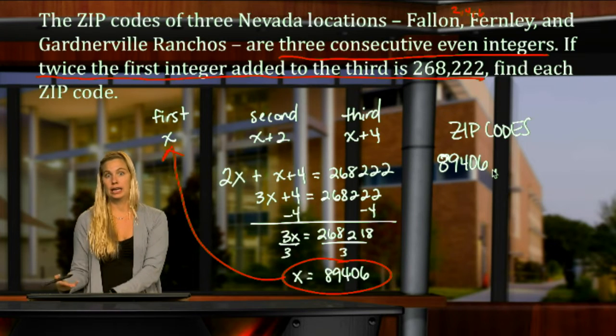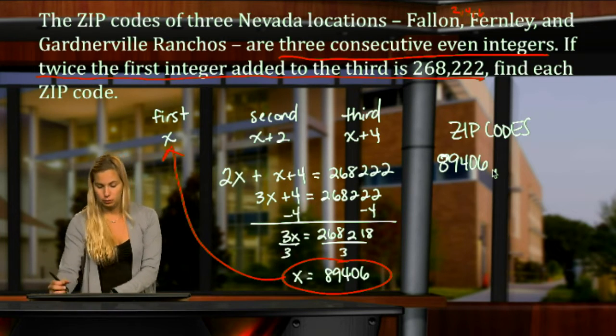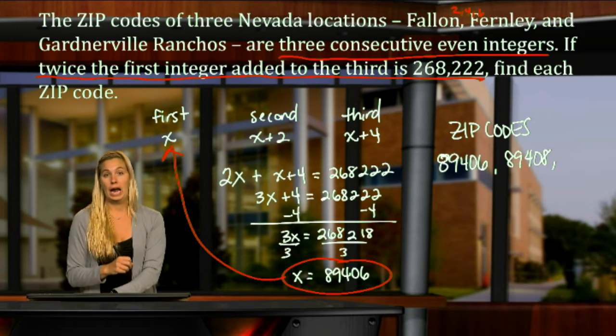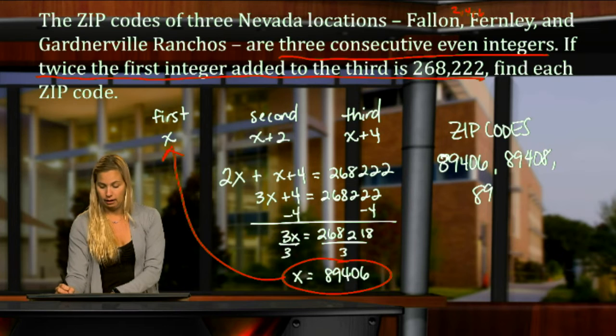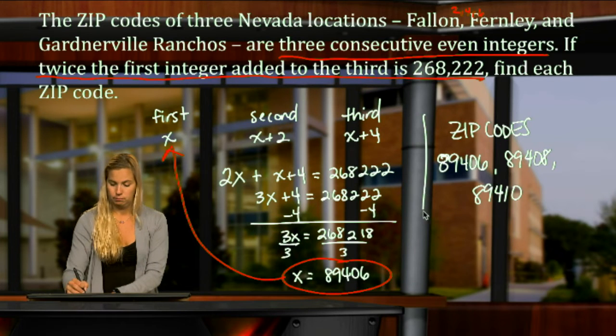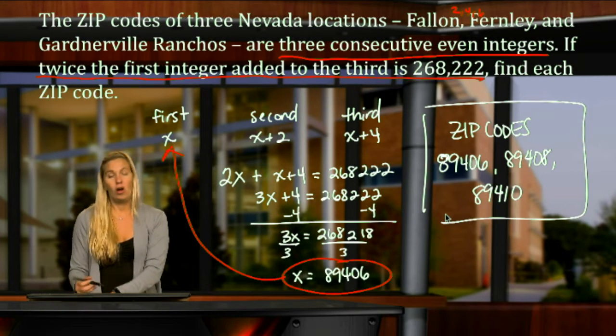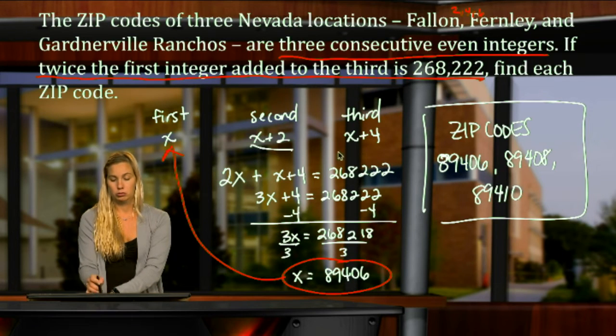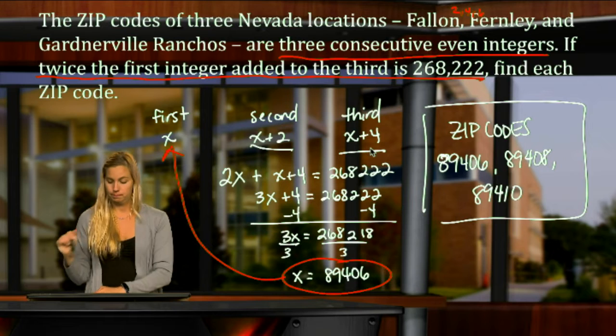Since they are consecutive even integers, the next one is going to be 89408. And the third is going to be 89410. You could have also found the second and the third by plugging them into their respective expressions.